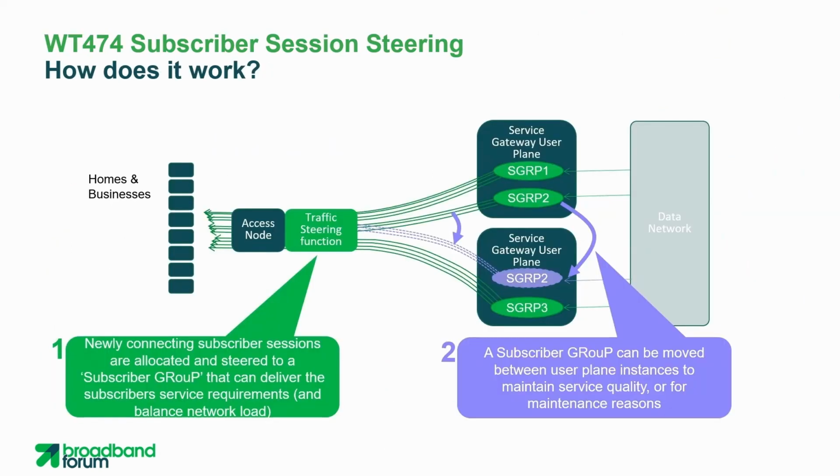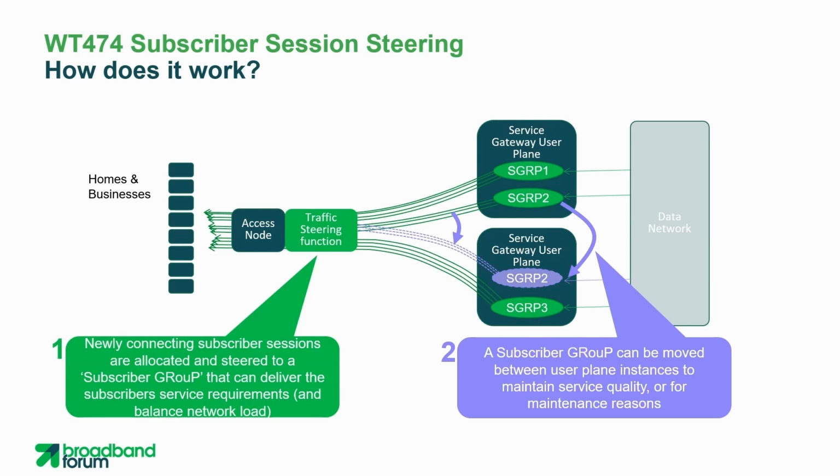Let's take a quick recap on a couple of important concepts in the session steering architecture. Here we have homes on the left of the diagram connected to an access node with a traffic steering capability, then a disaggregated broadband network gateway or BNG with multiple user plane functions, and then this is connected to the data network on the right, which will link the customer to, for example, the internet.